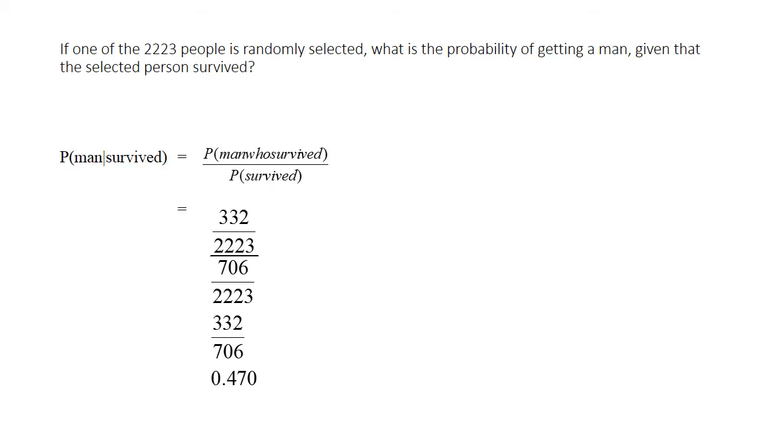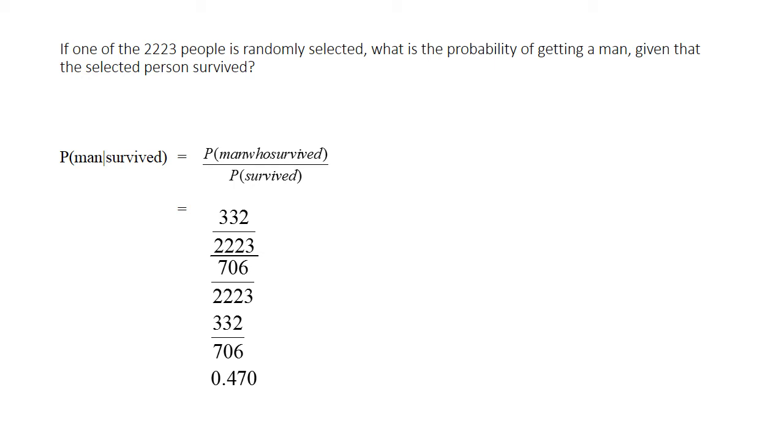The second question is changed just a little bit. This time you want to find what is the probability of getting a man given that the person survived. So this time, using our definition for conditional probability, we have the probability of men who survived divided by what's given, and we're given that the person survived, so we're dividing by the probability that we had a survivor.